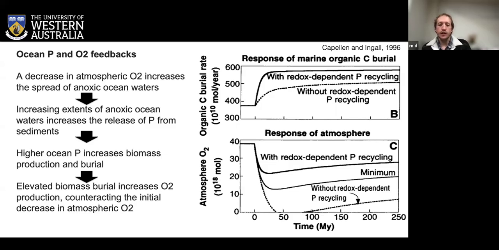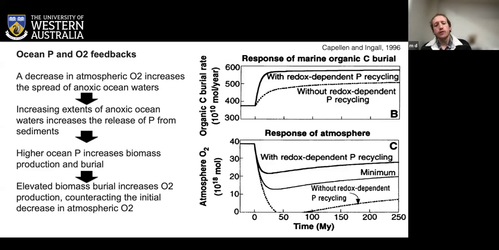So this figure in the bottom right here is a great example of this phosphorus redox feedback. You can see that if we don't have this phosphorus redox feedback, atmospheric O2 levels in this scenario crash and take hundreds of millions of years to recover. Whereas if we have this redox-dependent phosphorus feedback, we see that the O2 crash is a lot more restrained, and that's because of this negative feedback cycle that we see here.